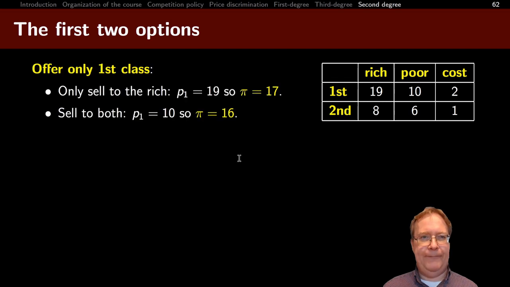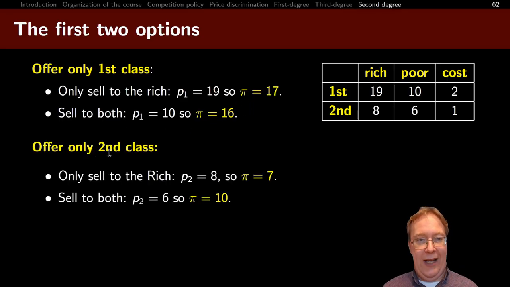That's my table. So if I offer only first class, I can make sure that the rich are willing to travel that way. That would involve charging a price of 19. My profits would be 17. But I can also set a price equal to 10. In that case, also the poor will be willing to travel. I would earn 8 on each customer group. There are two groups equally sized, so my profits would be 16. So if I only offer first class, I would charge a price of 19 and only sell to the rich, because then my profits are high.